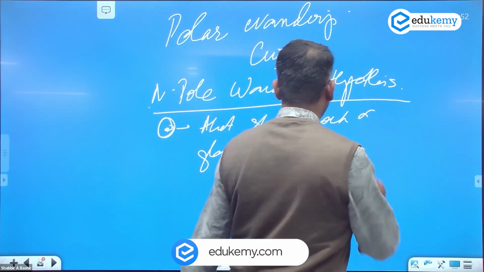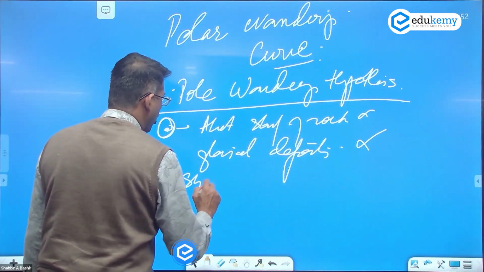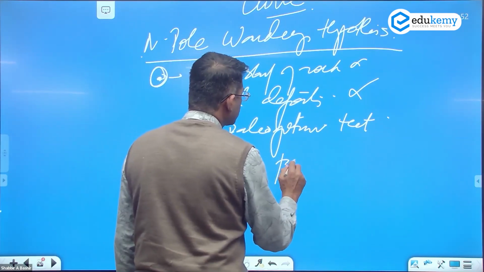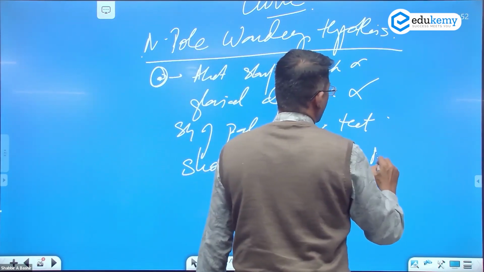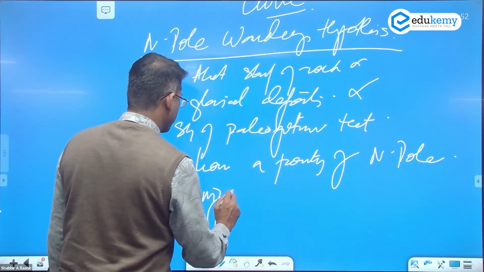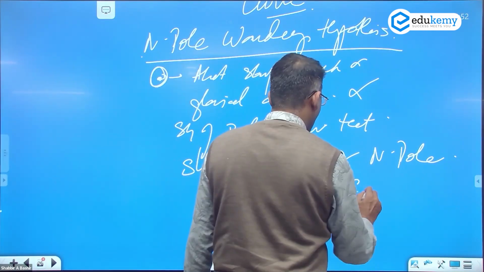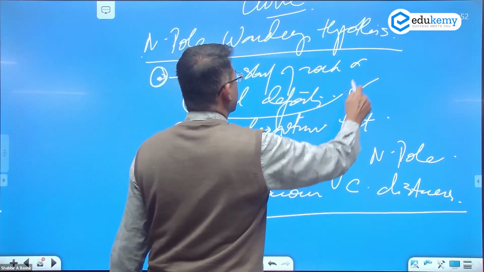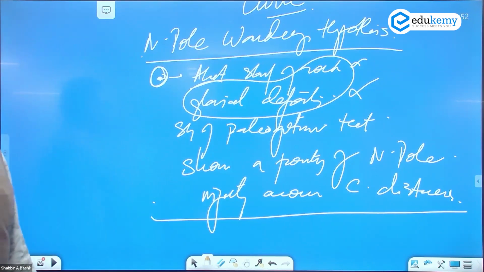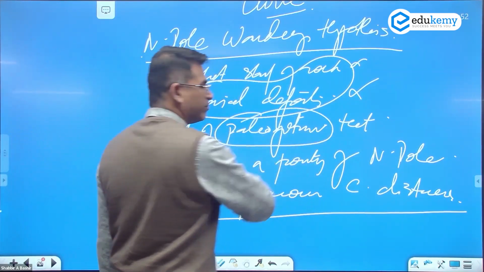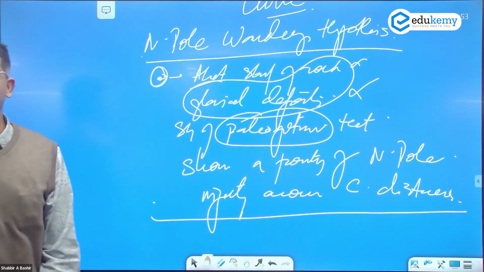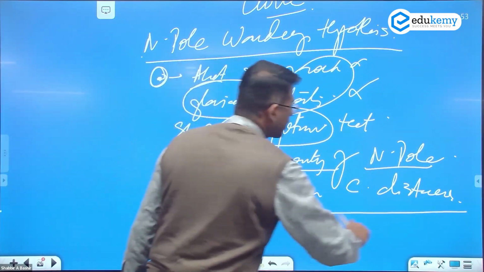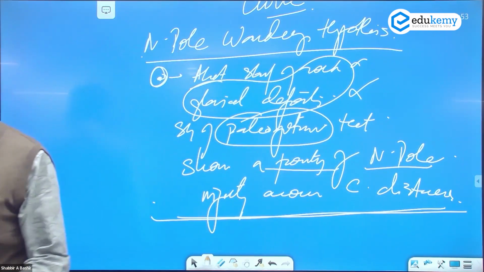glacial deposits and a study of paleomagnetism that shows a possibility of the North Pole migrating across continental distances. The study of rocks and glacial deposits and the study of paleomagnetism that shows the possibility of the North Pole migrating across continental distances.